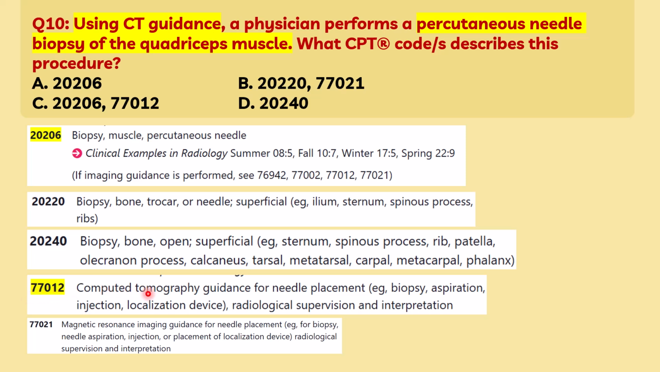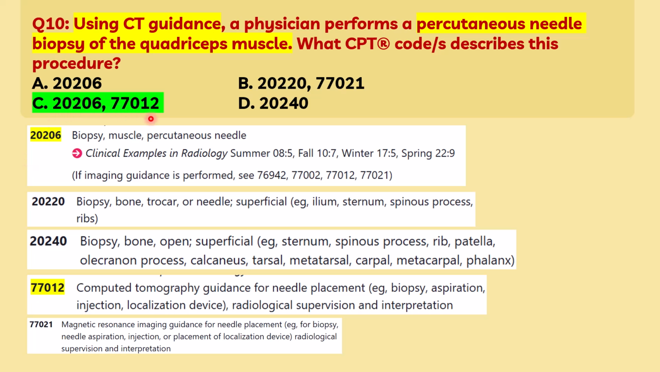77012 says computed tomography, that is CT guidance for needle placement. Example, biopsy, aspiration, injection, localization device, radiological supervision and interpretation. So that is the case here. Here the CT guidance is used. Once you look at the answers, 77021 says magnetic resonance, that is MRI. But in this case, it is CT. So the correct code combination will be answer C, 20206 and 77012.